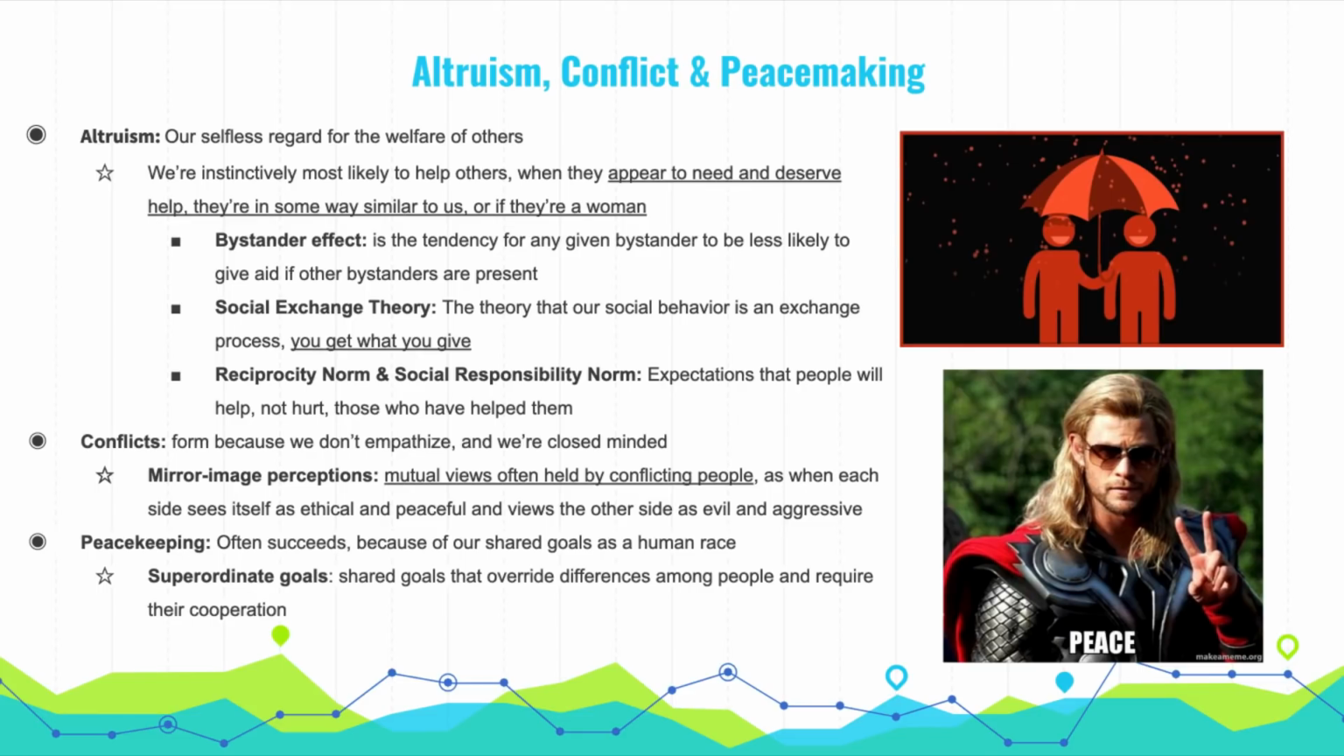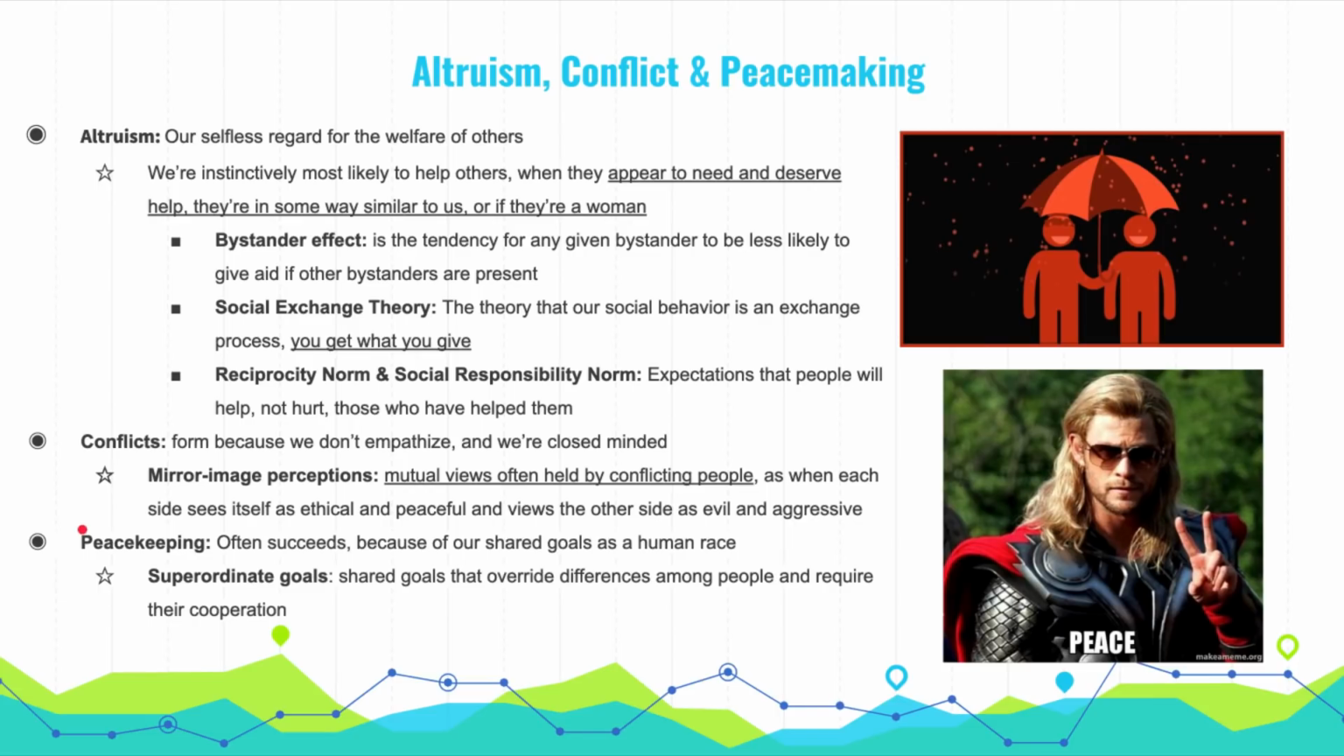We all want to be helped though, and a couple of terms regarding this are social exchange theory, reciprocity norm, and social responsibility norm. Conflicts form when we don't empathize and we're close-minded. An example of this is mirror image perceptions, which are mutual views often held by conflicting people, as when each side sees itself as ethical and peaceful and correct, and views the other side as evil and aggressive.